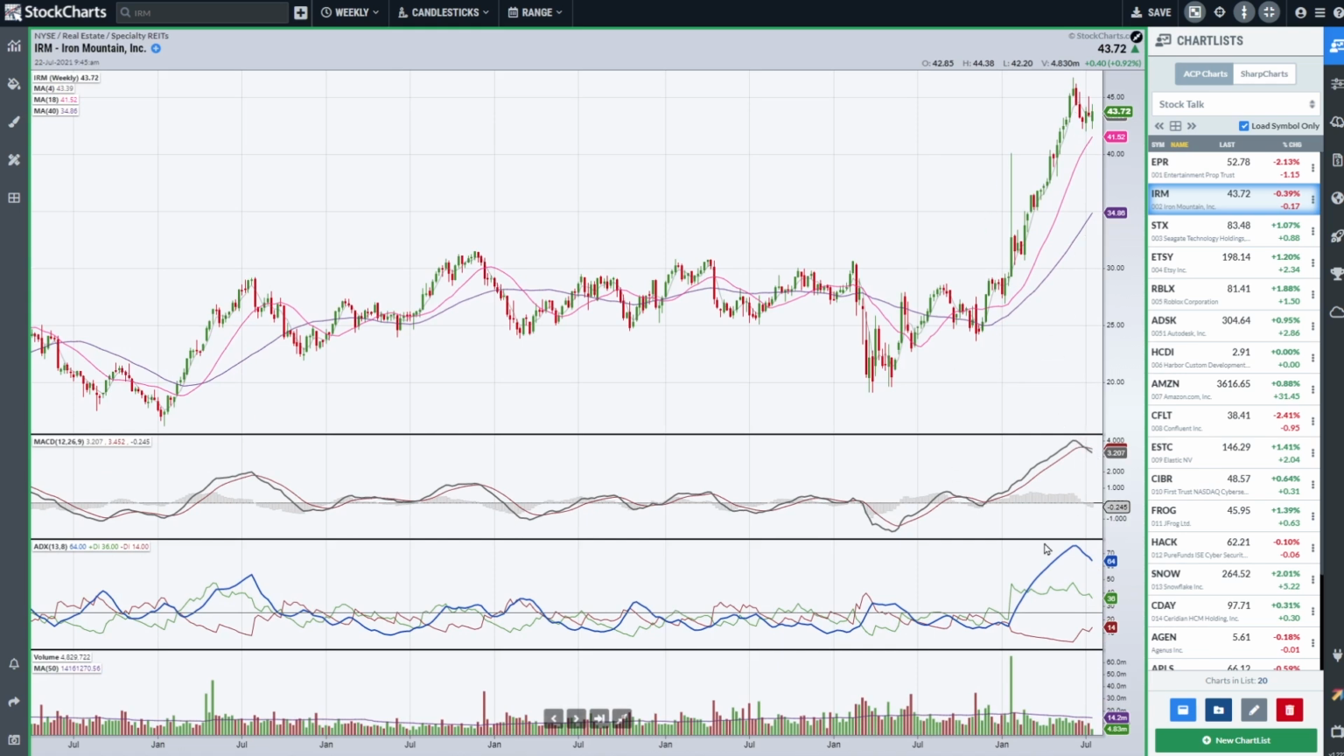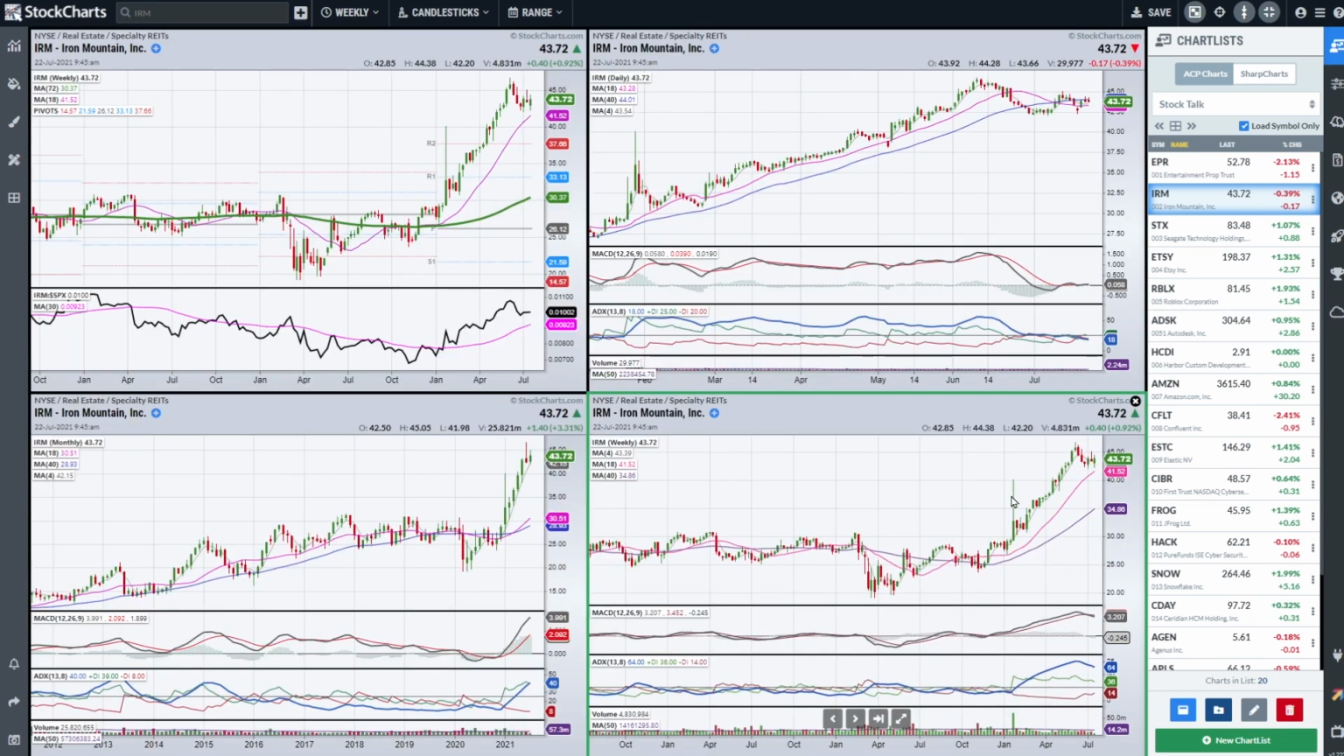Neither of these is the end of the world, but they tend to suggest that this should spend more time in consolidation for now, working off this overbought condition. It's another one where if you haven't taken profits, it's not a bad idea to scale out a little bit, but I think there's probably more upside coming after a correction phase.